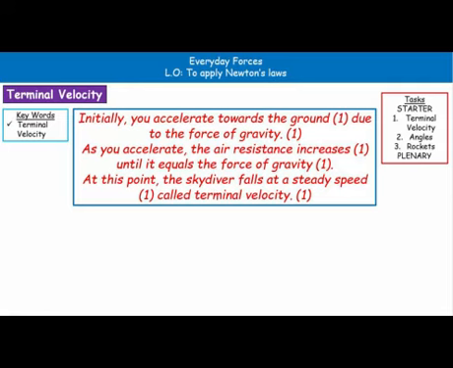So what we actually see when someone jumps out of a plane is, initially, there's very little air resistance acting on them. But we do have the force of gravity pulling them down towards the center of the Earth. So that means they're going to accelerate initially. And as they go faster, what we see is air resistance increases, because the faster something moves, the greater the air resistance acting against it.